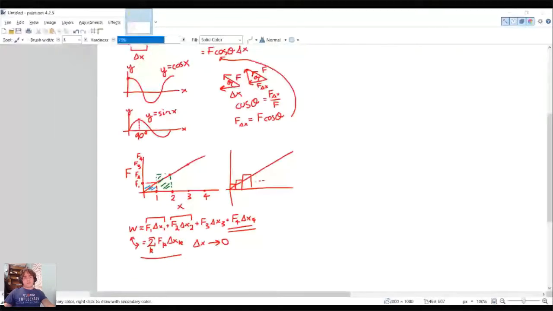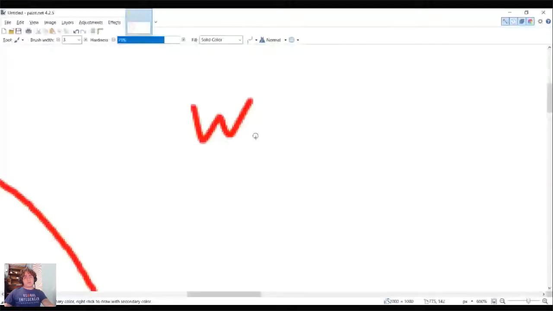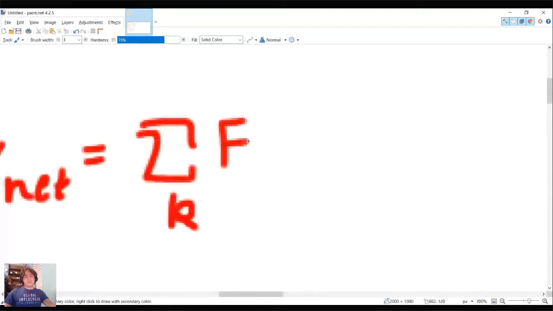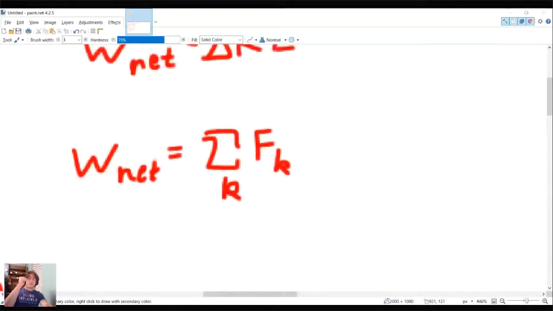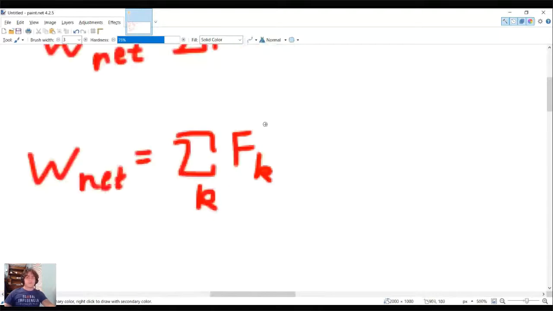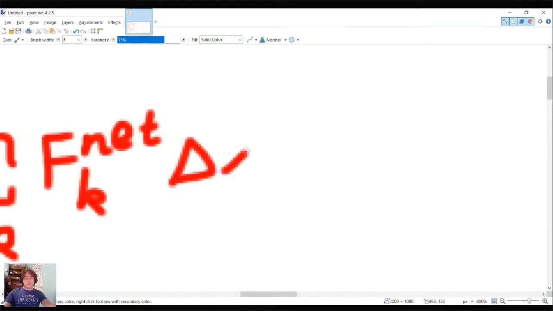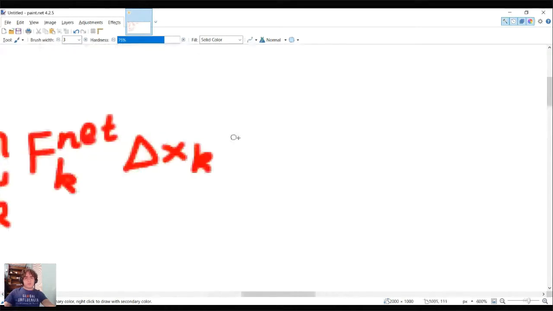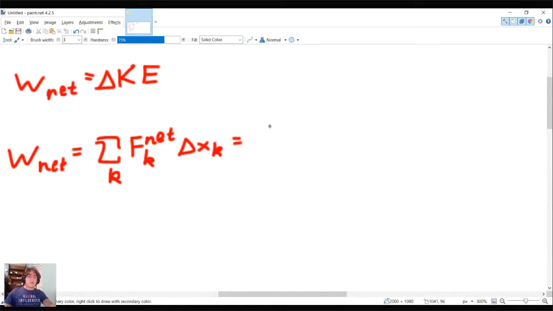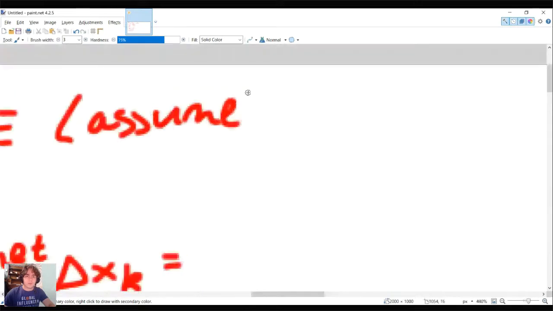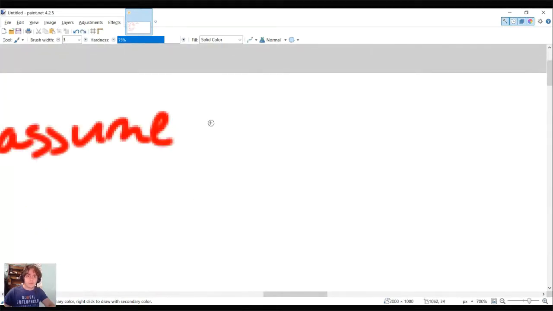Now that we've established that, we can work with this, and we can just substitute indexes in. So the work done by the net force is going to be equal to the sum over k of F sub k, and instead of putting net in the subscript, we're going to put it in the superscript. That doesn't mean it's a power. That just means we're denoting it a different way. F net times delta x sub k. But what is the net force? The net force is just ma, and we're going to assume a constant mass, which means the mass doesn't change. I'll just write delta m equals 0.